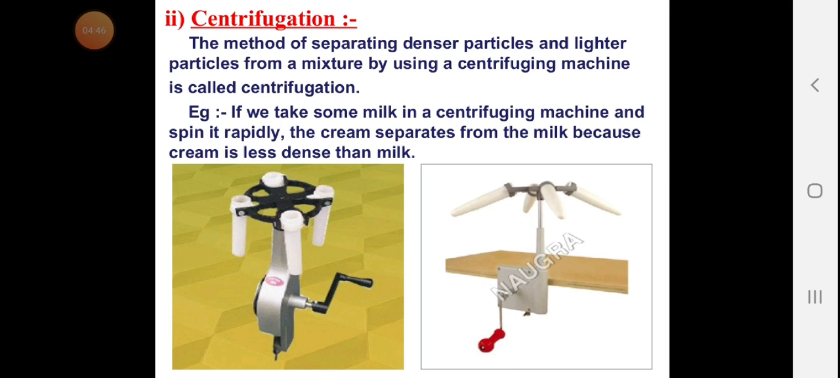For example, if we take some milk in a centrifuging machine and spin, that means rotate it rapidly, the cream separates from the milk, because cream is less dense than the milk, and that is the way you prepare white butter or white makhan at your home. This centrifugation is highly used for testing blood, because when they check for certain diseases in your blood, they use centrifugation, so the serum stays up and all the RBCs and WBCs settle down. So centrifugation is highly used in the food industries as well as the laboratory industries.